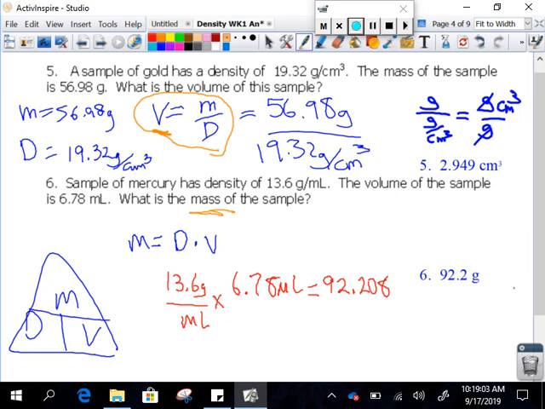So again, I got to write the equation correctly. If I'm looking for mass, that would be density times volume. And so density times volume, I plugged in the density, I plugged in the volume, multiply the 2 values together, the calculator gives you 92.208. And then I thought about how to round it. I have 3 sig figs and 3 sig figs, so I only really want the first 3 significant figures.